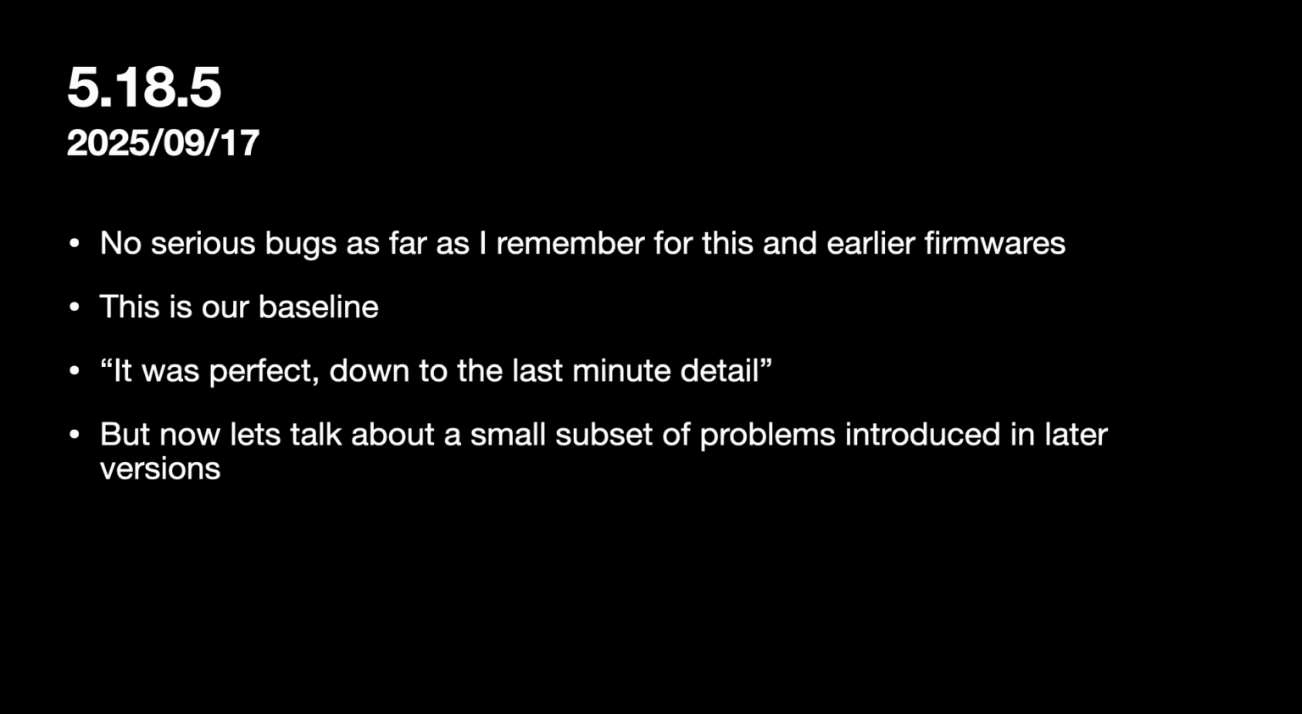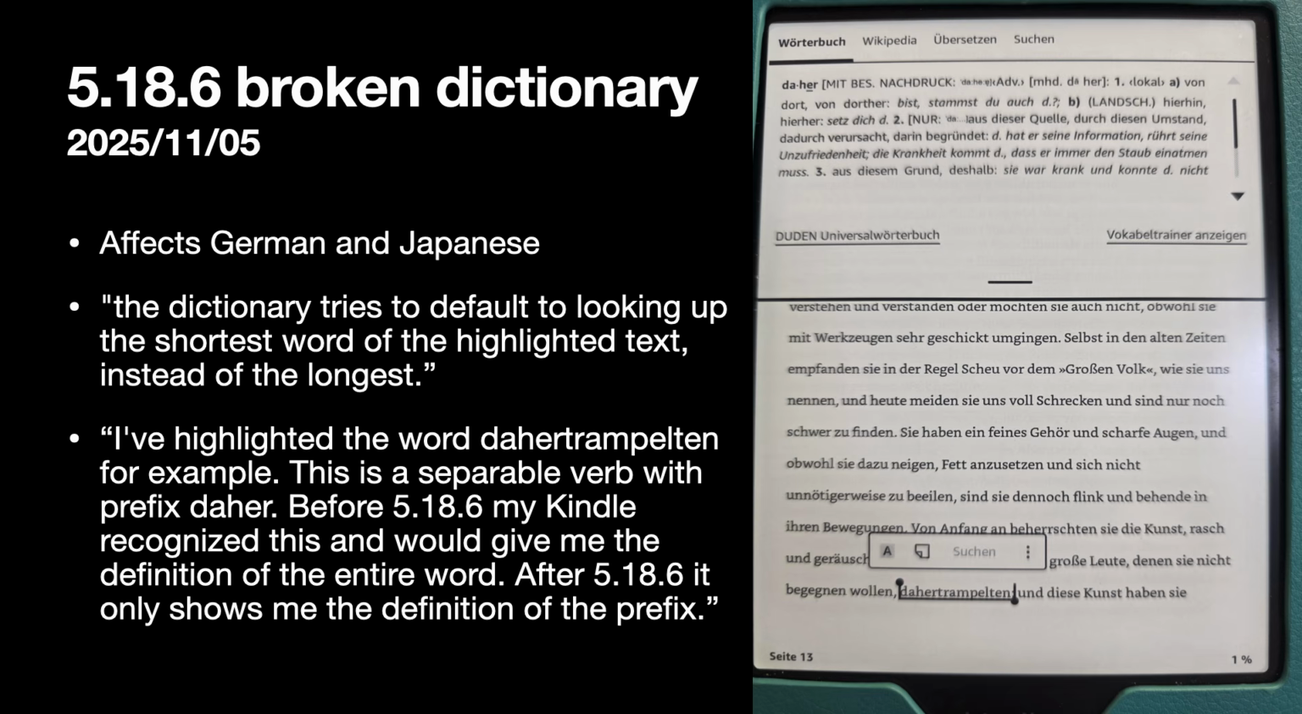But now let's talk about a small subset of problems introduced in later versions, and these are only some of the problems. The biggest one is 5.18.6 broke the dictionary on November 5th, 2025. This affects German and Japanese, not English, okay? The dictionary would default to looking up the shortest word of any highlighted text instead of the longest.